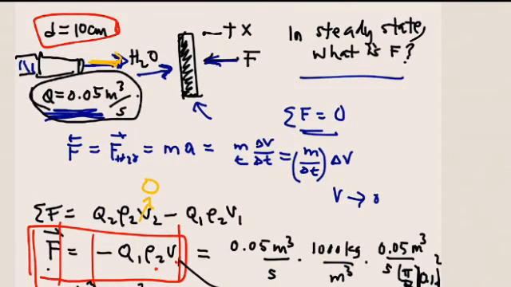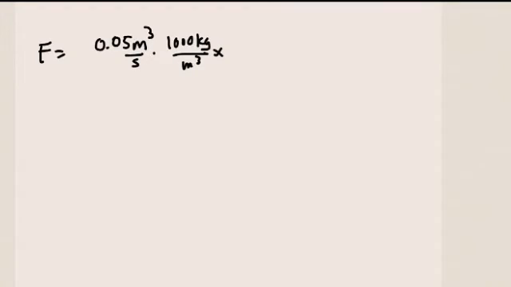The force is equal to 0.05 meters cubed per second times 1,000 kilograms per meter cubed times 0.05 meters cubed per second. That's Q divided by the area, 1 over pi over 4, I'm going to bring the 4 up here, times the diameter squared, 0.1 meter squared.